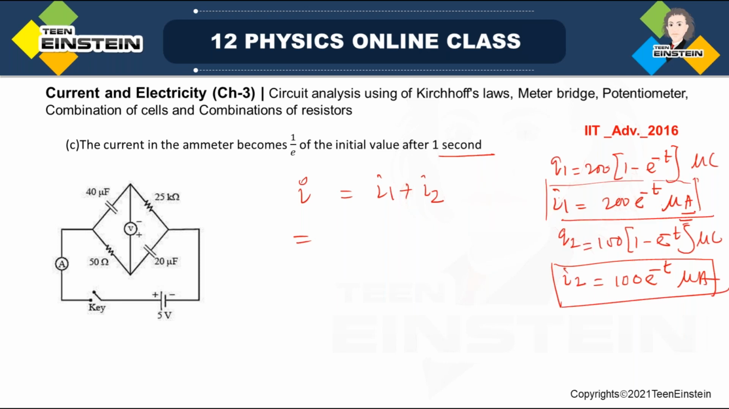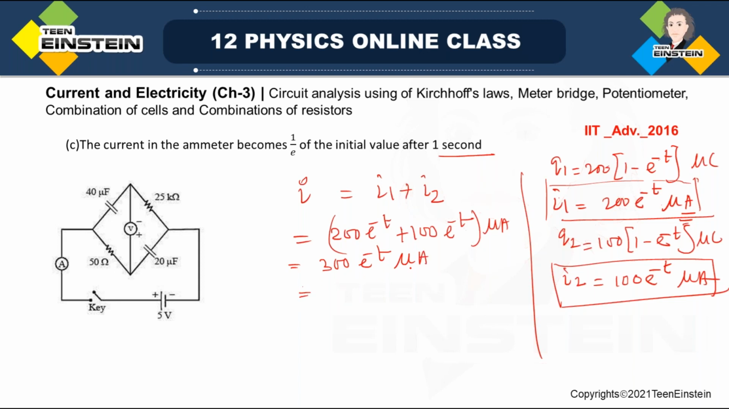We can just add them to get the total current for the ammeter. So total current in the ammeter will be 200 e to the power minus t plus 100 e to the power minus t. This is microampere. So it will be 300 e to the power minus t microampere. If you want to make it ampere, you need to do 300 into 10 to the power minus 6. We can just make it milliampere maybe, or let it be like this for the time being.